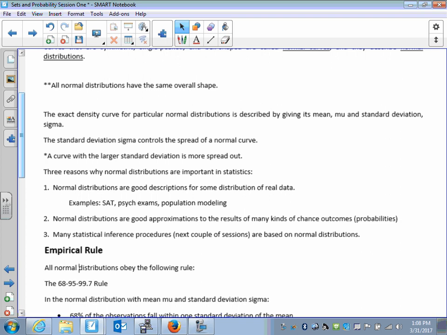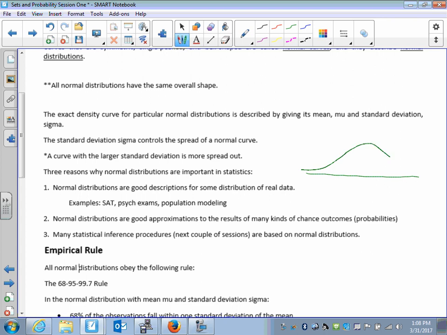Now, the normal curve actually looks something like this. Now, the average of the data will be right along the y-axis. It's the highest point. And notice that as we get farther away from the average on either side, there's less stuff occurring. Now, let's talk about the normal curve for a little bit.